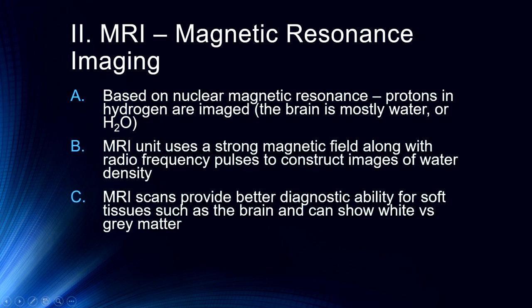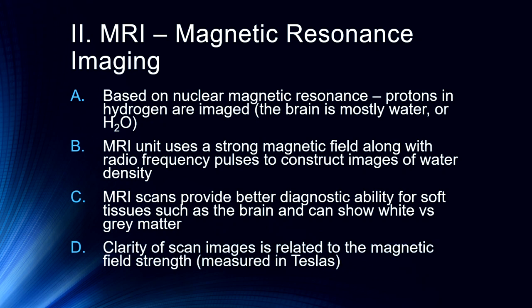MRI scans, as I was saying, provide much better diagnostic ability for soft tissues such as the brain and can show white versus gray matter because the density of water is much greater, and the density of protons in particular is much greater in gray matter than white matter, and that shows up as a contrast in these scans. Now, one of the things that's important to understand is the clarity of these images. That is, how far down and how precise of a spatial relationship we can measure is dependent on the field strength of the MRI unit, which is measured in Teslas.